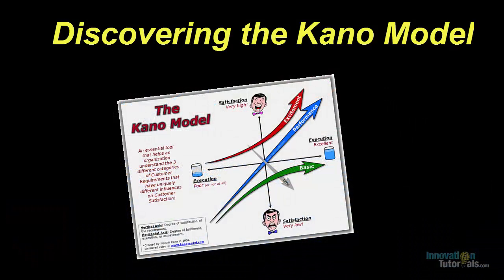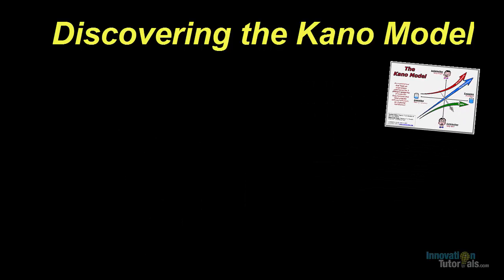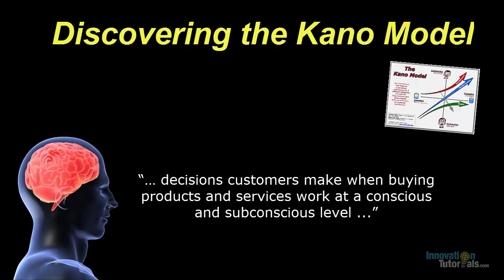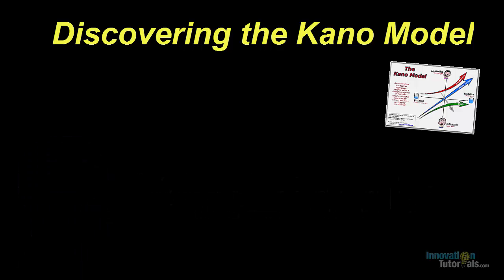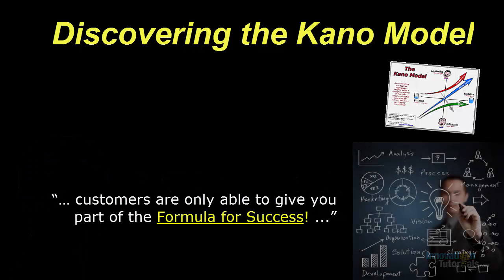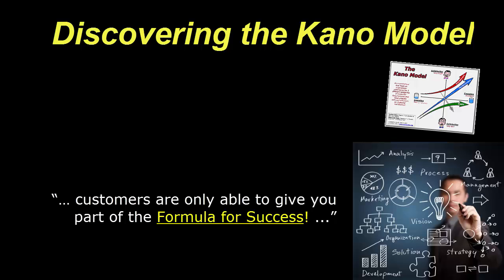Discovering the Kano Model, a critical first step to understanding your customers better than they understand themselves. Research has proven that the decisions customers make when buying products and services work at a conscious and subconscious level. What this means is, in order to be successful, we must understand our customers' needs much better than our customers can articulate them. The point here is simple. Customers are only able to give you part of the formula for success.